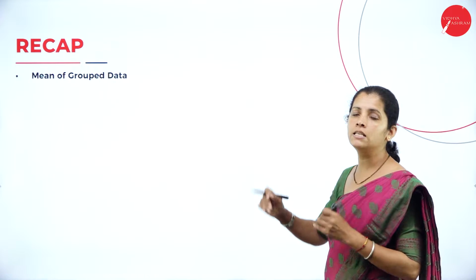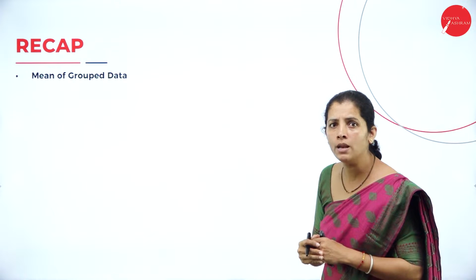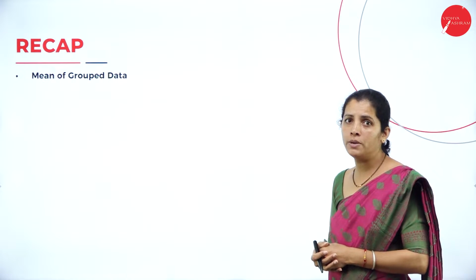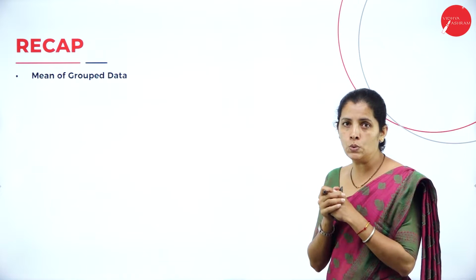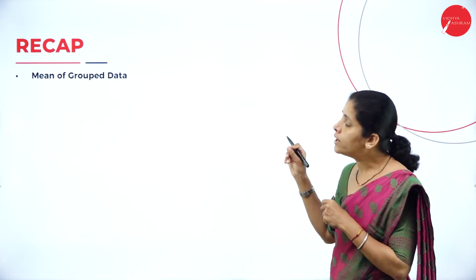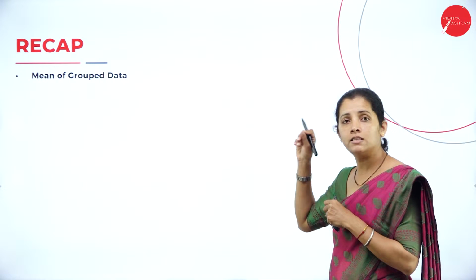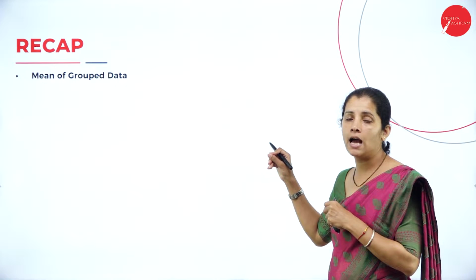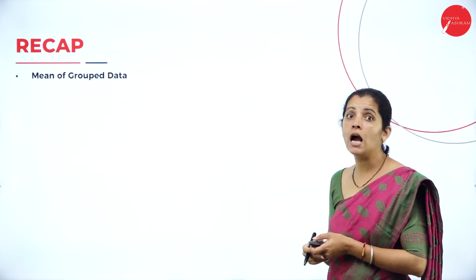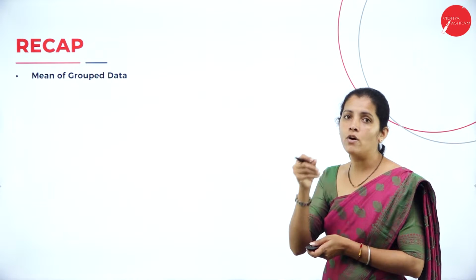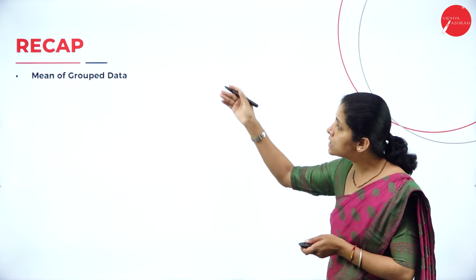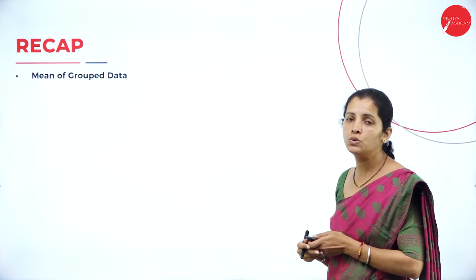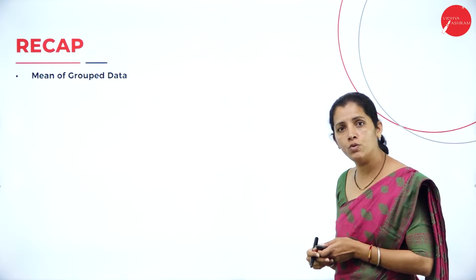Direct method, in the sense, directly I'm going to substitute into the formula. Then what about assumed mean? I'm going to assume some mean value. Then what is step deviation? As the name itself indicates, I'm going to consider the height of the data, that is nothing but steps. So these are the three different methods used to find the mean of group data.